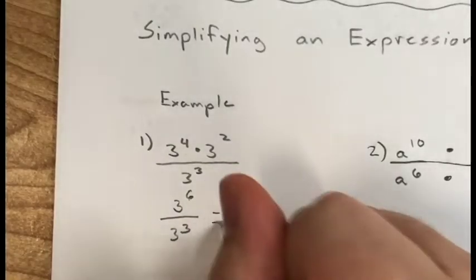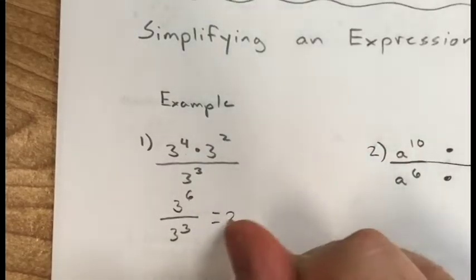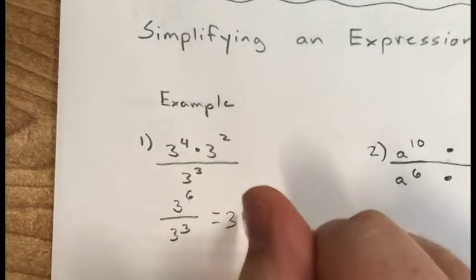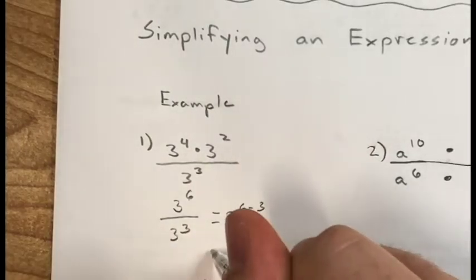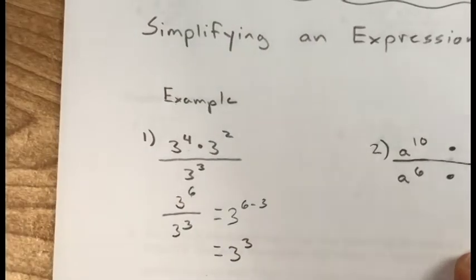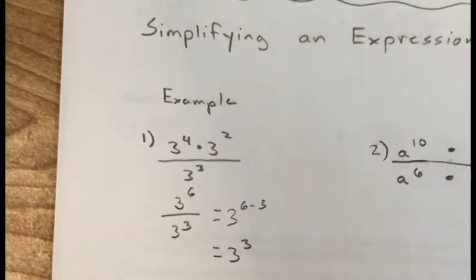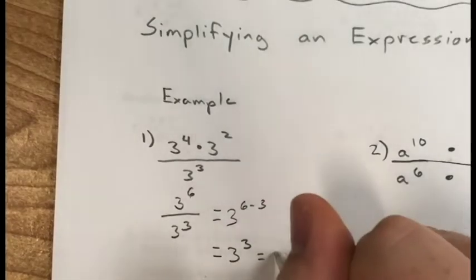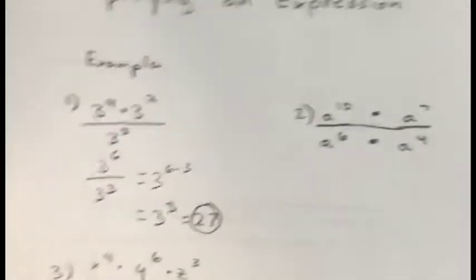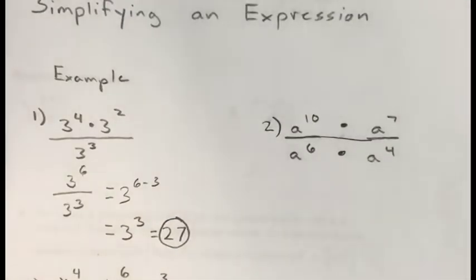Well, this was really simple. I have a like base of 3, and since I'm dividing here, all I'm going to do is say 6 minus 3, and ultimately I get 3 to the 3rd power. And I could work this out further, and we can ultimately get 3 times 3 times 3, which would be 27. Okay? So this one, I'm going to do the exact same thing.